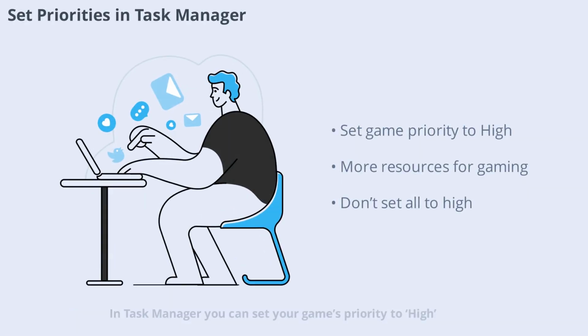In Task Manager, you can set your game's priority to high. This tells your computer to give more resources to your game and less to background apps. Right-click your game in the task manager, go to Set Priority and choose High. Just be careful not to set everything to high or it won't help.